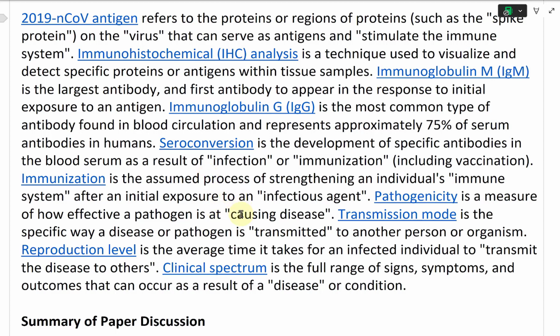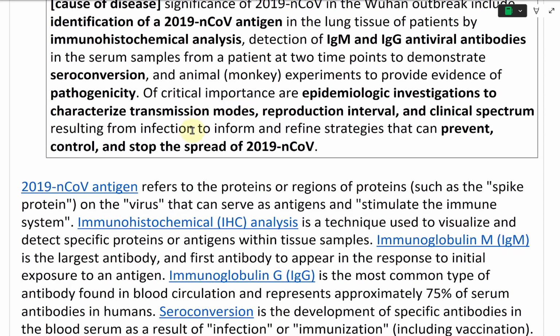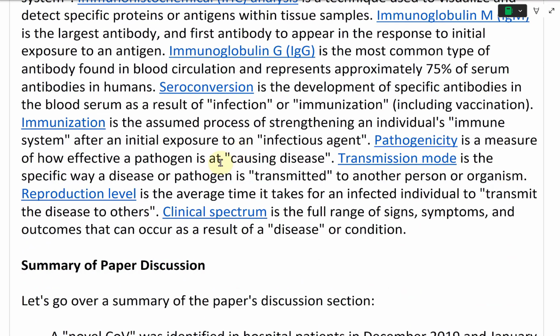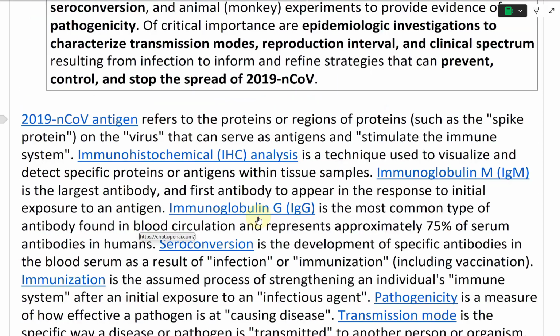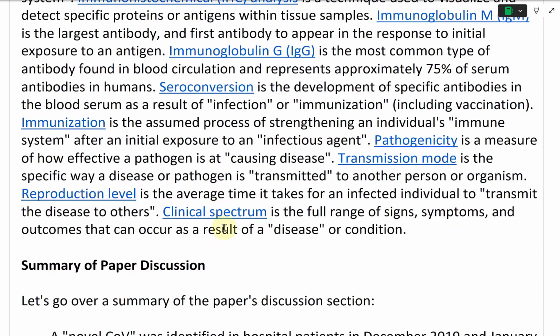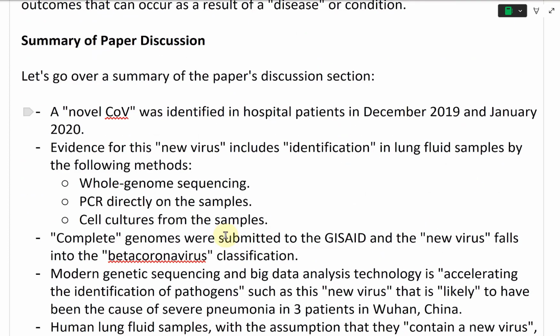Yeah, because when you read up on how they actually test on animals, it is pretty brutal. Going further, transmission mode right here too, because they want to determine transmission mode of this supposed virus, is the specific way a disease or pathogen is transmitted to another person or organism. And then reproduction level is the average time it takes for an infected individual to, quote, transmit the disease to others. And this clinical spectrum is just a full range of signs, symptoms, and outcomes that can occur as a result of a, quote, disease or condition.